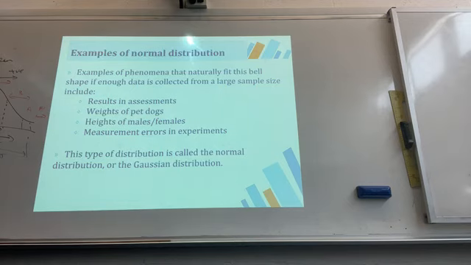So this is a distribution, the result of assessment. The weight of paired dogs is normally distributed. Height of males and females, measurement errors in an experiment, they are all sort of standard normal distribution. So it's called the normal distribution or the Gaussian distribution. Either word is used.